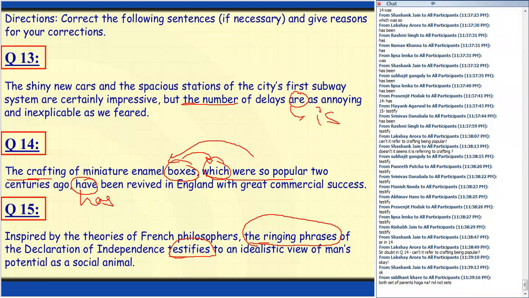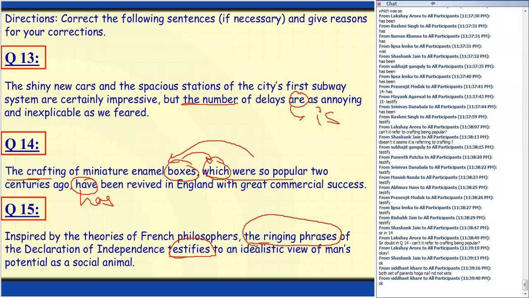Okay. Both set of parents will be, not sets. Both set of parents. Yes, I think that's a typing error. Yes Siddharth, you are right. There was a question, both set of parents. Yes, I think that must be a typing mistake.